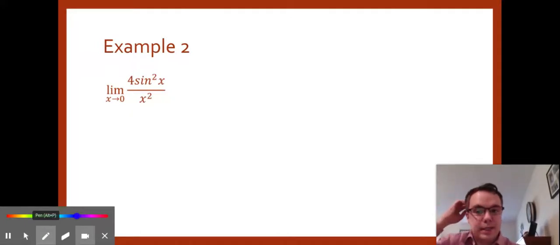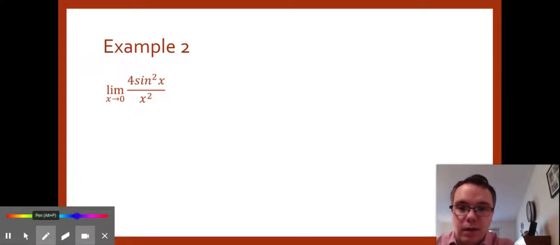All right, our second example is the limit as x goes to 0 of 4 sine squared x over x squared. So this is a lot like the first example. We're just going to use that the limit as x goes to 0 of sine of something over that same something is going to be 1.